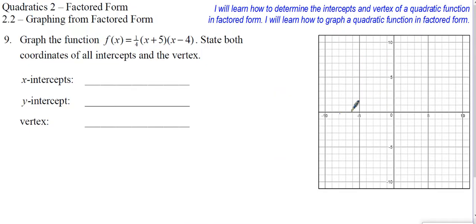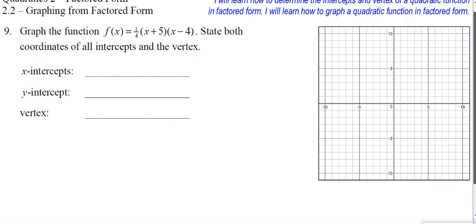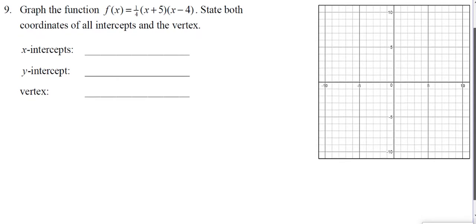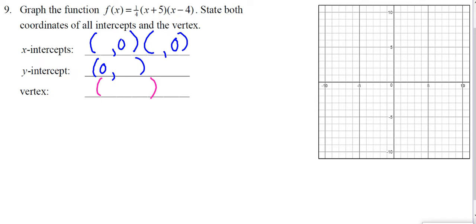And this one does include a fraction, right? There's a 1/4 in the beginning. First step, I'm going to preset my numbers over here. Something comma 0, something comma 0, 0 comma something. And then, of course, for the vertex, we never know what the vertex is. There's no preset number to it. Okay? Let's start with the x-intercept.